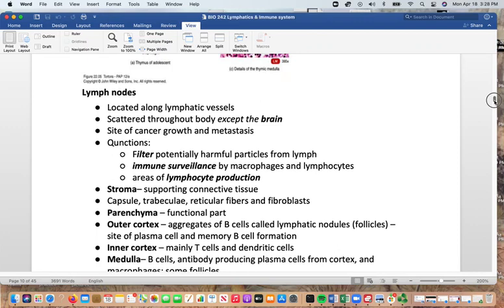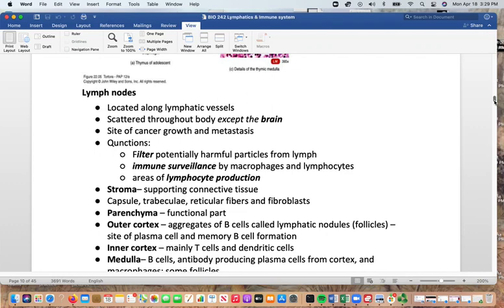So lymph nodes are located along the lymphatic vessels, and you'll see these throughout the body except in the brain. They can be a site of cancer growth and metastasis. Things that your lymph nodes are going to do, they're going to filter out potential harmful species from the lymph. One of the things that can be an indication of being sick is swollen lymph nodes because the filter is being activated. They're also going to provide immune surveillance with the macrophages and lymphocytes, and then an area of lymphocyte production.